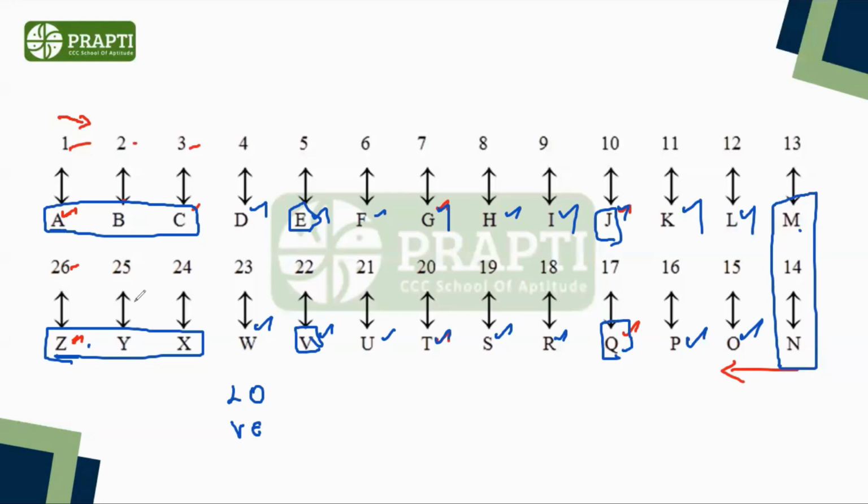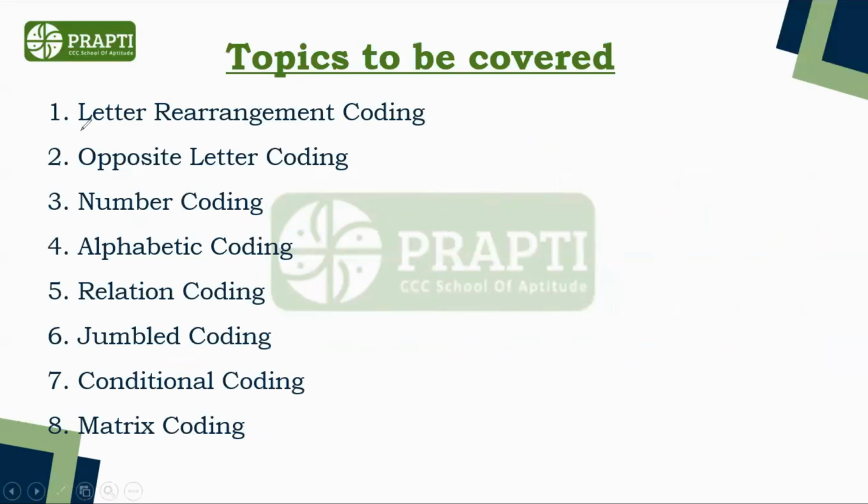So, it is very important to remember this in order to save your time and in order to solve your question. So we are going to see what are the types of question you can expect from this particular topic. The very first type is letter rearrangement coding, and the next opposite letter coding, number coding, alphabetic coding, relation coding, jumbled coding. Seventh one is conditional coding, and at last you will be having matrix coding.